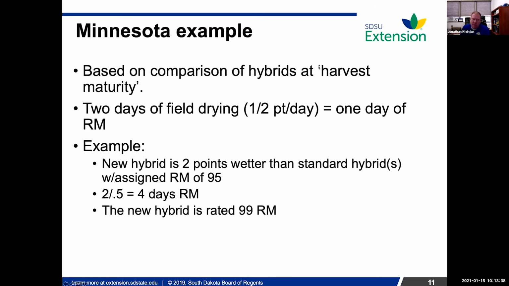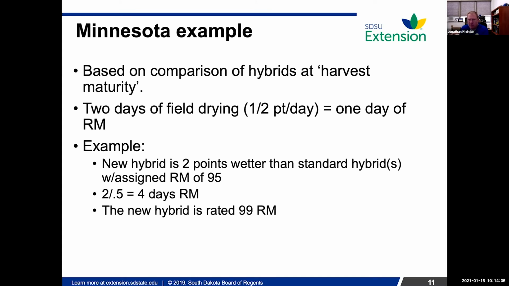So just an example of how the Minnesota maturity is calculated. This is what we mean when we say 95-day corn, as I mentioned before; that's the Minnesota system. Basically, it's based on comparison of hybrids at harvest maturity. Like I said before, harvest maturity is when the hybrid can be harvested at around 25% moisture, without damage to the kernels. So there's a lot of wiggle room there.